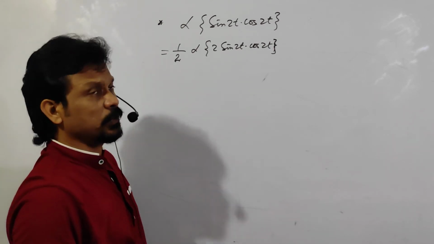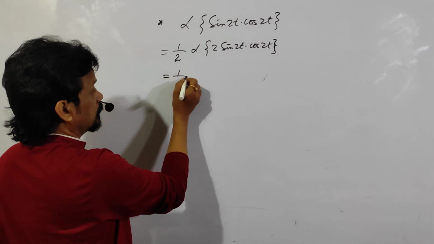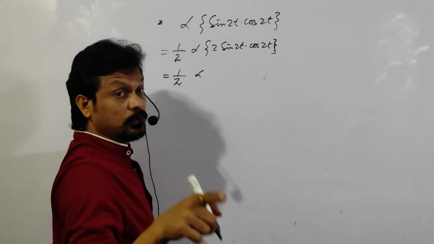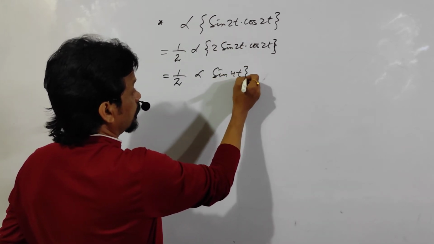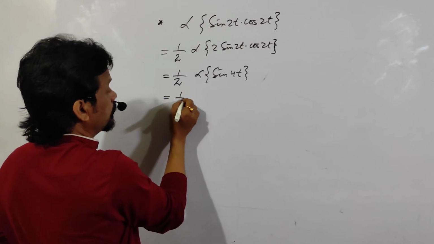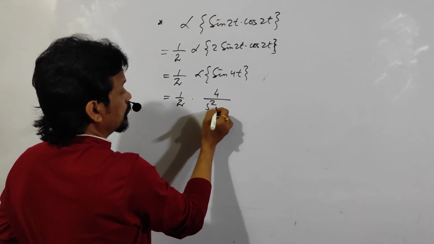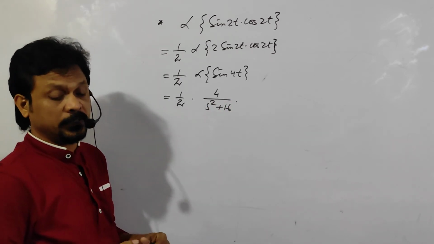And this is 2 sine A into cos A, not B. 2t, 2t. This is sine 2 theta, so 2 into 2t, so sine 4t. So 1 by 2, this is 4 by s square plus 4 square, it is 16. Clear?